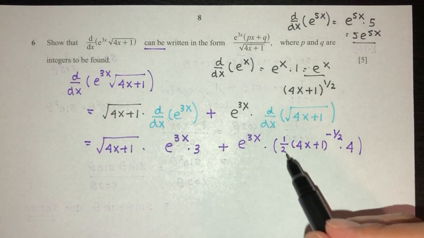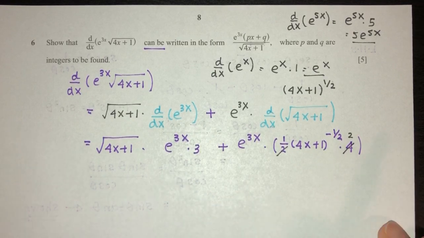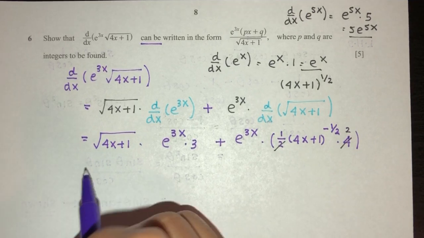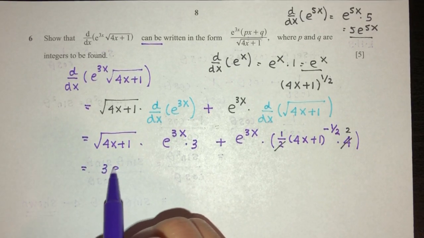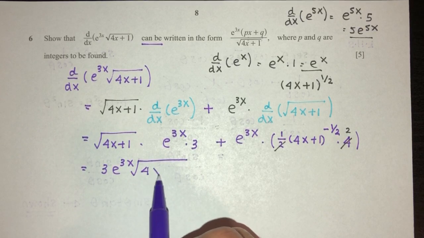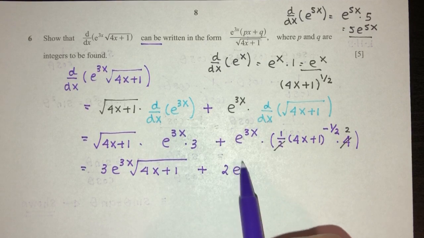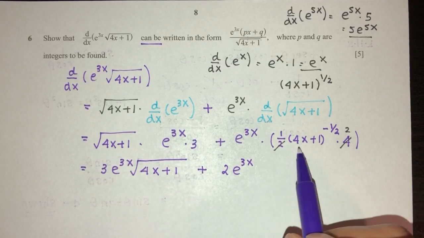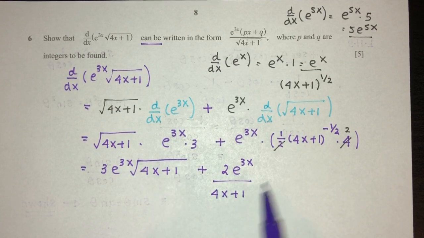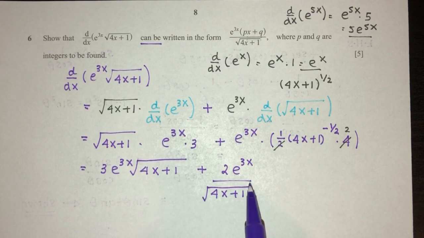So now we have to simplify. This one goes away, that will be 2, and then you will have what? Let's see. So for this term, it will be 3 plus 1, and we have plus 2 exponential 3x, and this will be over 4x plus 1. So when you bring it down, the power becomes positive, so that will be just this one.